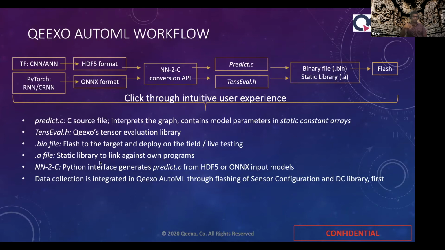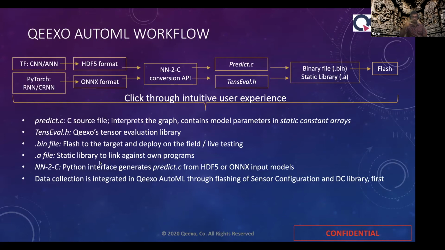Now, what is predict.c? It is a C source file. It interprets the graph. It interprets the forward pass of these four different kinds of neural network. And it also contains the model parameters in static constant arrays. Tenseval.h, as its name intuitively suggests, is our own internally developed tensor evaluation library. It is a collection of highly optimized C code, which does all kinds of mathematical operations which are needed in order to do the forward pass of the model.